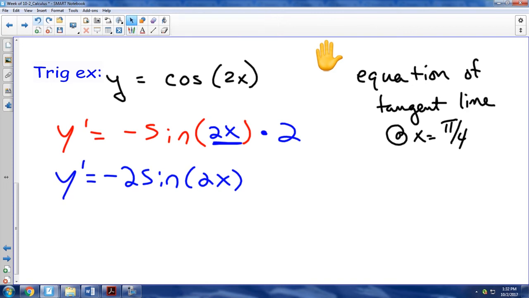Now, y prime is aka what? There's a lot of things we can call y prime. What are some terms you would like to use for y prime? There's a lot of right answers. dy/dx, the derivative. What else is it? Slope of the tangent. Good.